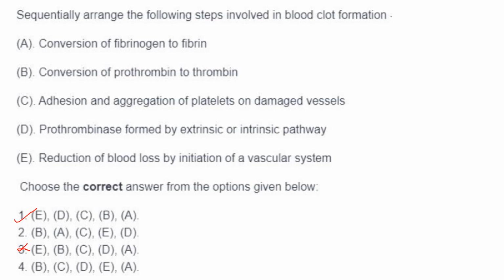I don't know how far it is correct, because as far as I have seen and read, it is adhesion and aggregation of platelets on damaged vessels. That has to come after E. But here it might be a printing mistake also. Then after that comes, as per me, prothrombinase formed by extrinsic or intrinsic pathway. Then conversion of prothrombin to thrombin and conversion of fibrinogen to fibrin. So since in your answer key 1 is given as the answer, I don't have any other option. So as per me it is E, C, D, B, A.